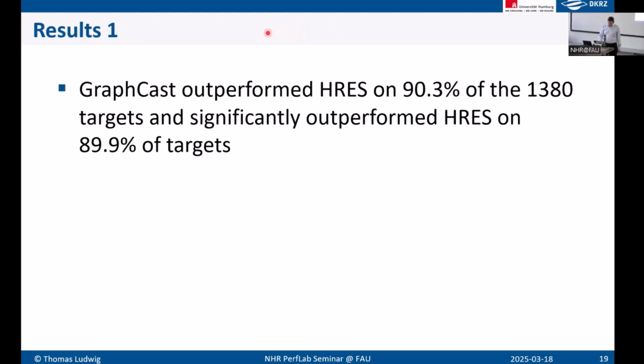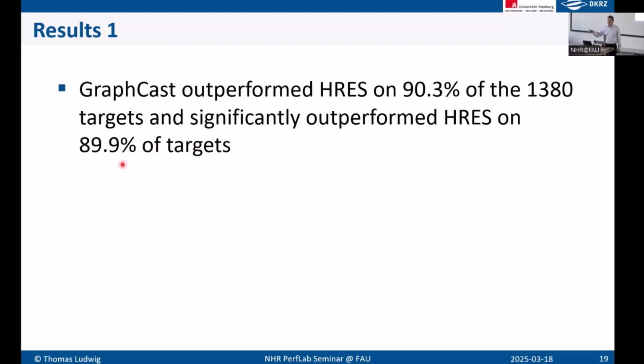So result number one, from the summary, more qualitatively. They have so-called targets. A target is always a situation where you have a certain variable like temperature or humidity for a certain area in global space and for a certain period of time. GraphCast, as you see here, outperformed HRES. HRES is the high resolution model that ECMWF is applying currently. They're also switching to AI now. GraphCast outperforms HRES on 90% of the targets, and significantly outperforms it on 89%.